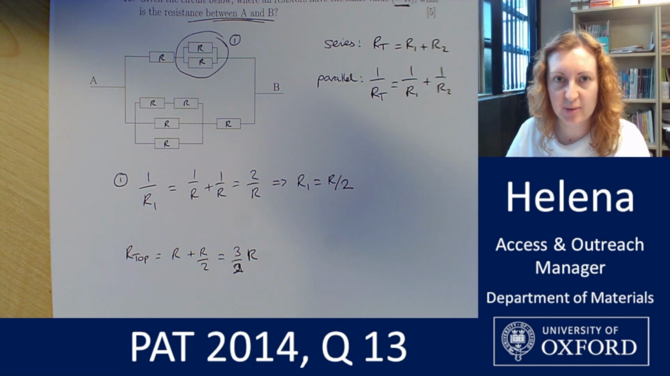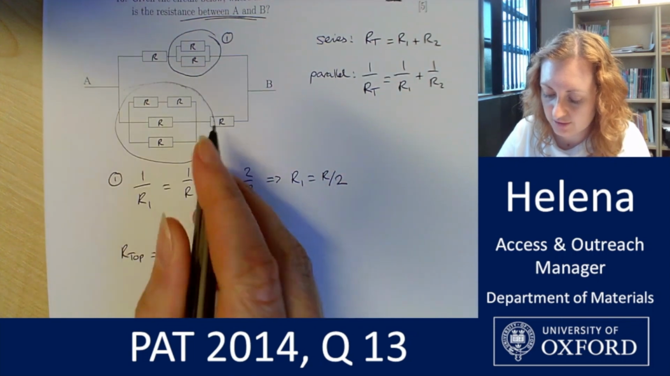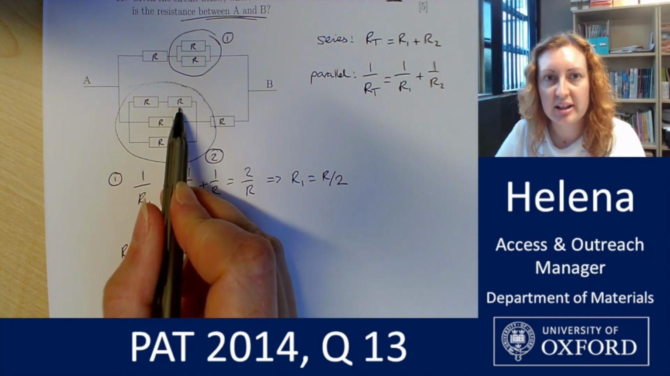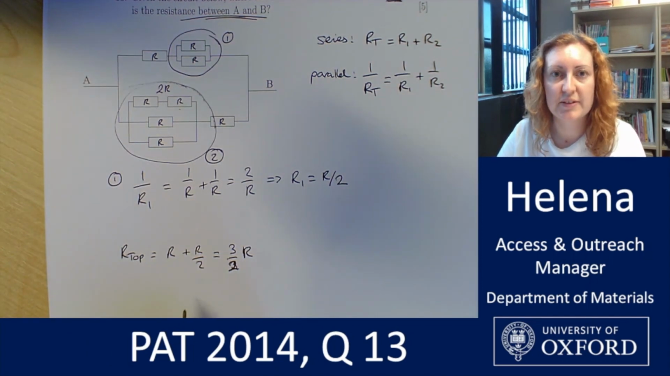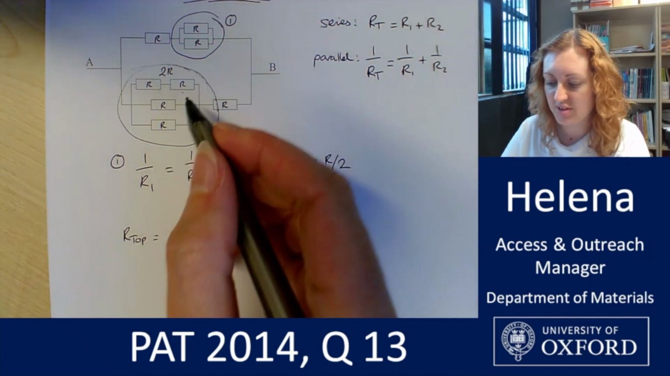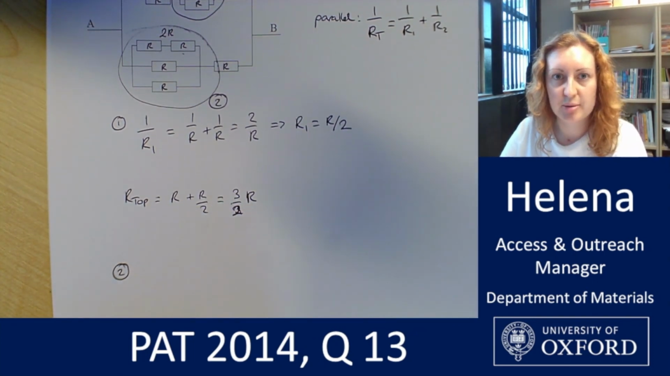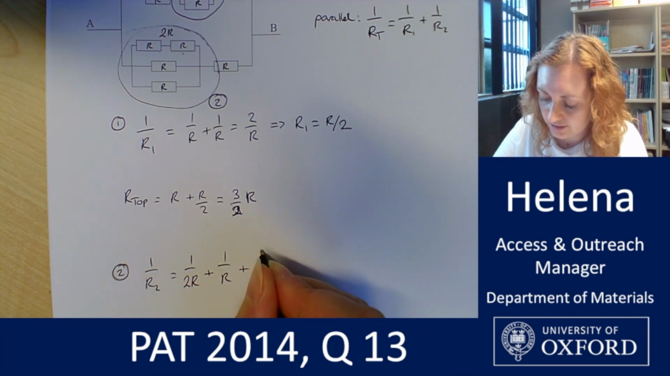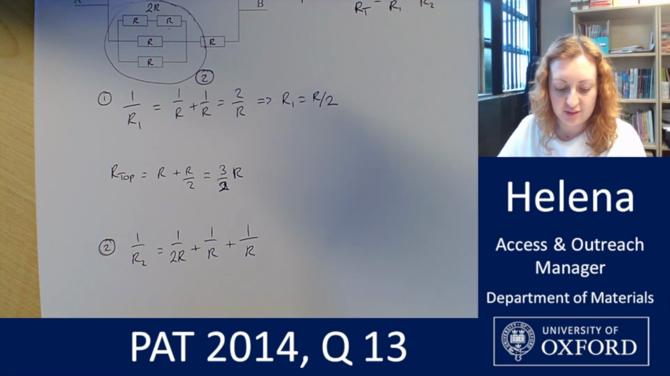Let's now have a look at the second branch. We've got a little bit more of a complicated network of resistors here, so I'm going to call this one number 2. We can already see on the top branch we have 2 in series, so this is going to sum to give us 2R at the top. Now we have a network of 3 resistors in parallel. So for network number 2, 1 over R2 is equal to 1 over the top bit, which is 2R, plus 1 over the middle one, which is 1 over R, plus 1 over the bottom one, which is 1 over R. We need to do a little bit of messing around with our fractions here.